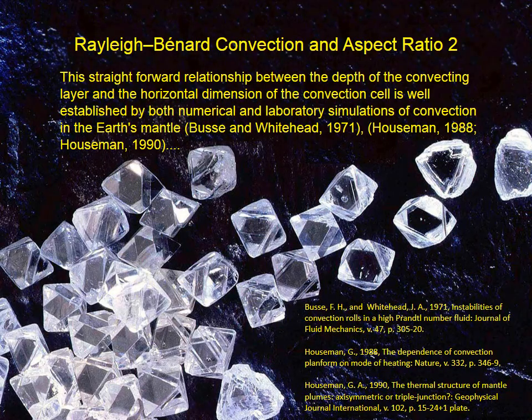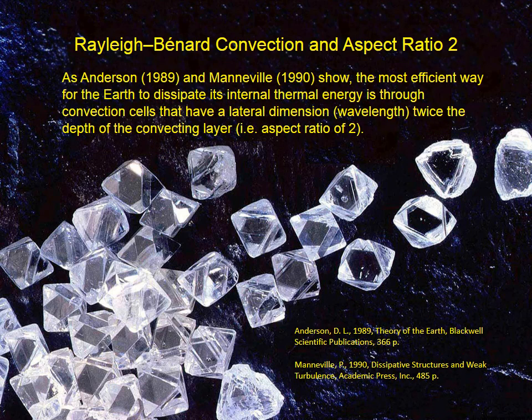The straightforward relationship between the depth of the convecting layer and the horizontal dimension of the convection cell, that is, its wavelength, is well established by both numerical and laboratory simulations of convection in the Earth's mantle. As Anderson and Mantle show in their respective books, the most efficient way for the Earth to dissipate its internal thermal energy, that is heat, is through convection cells that have a lateral dimension twice the depth of the convecting layer, that is, aspect ratio 2.